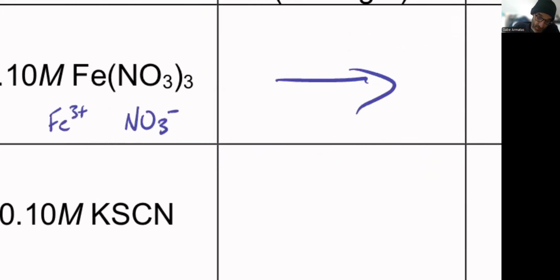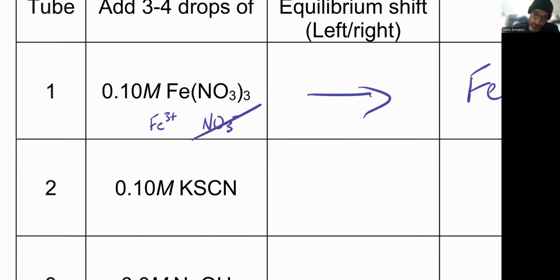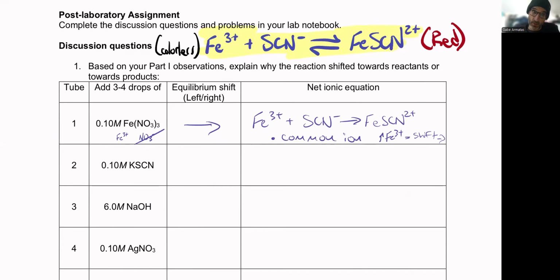So the next thing is nitrate. Well, it turns out nitrate is really boring. We can always ignore nitrate. If it ever forms anything, it forms a strong complex, like iron nitrate, and because it's strong, that will always dissociate again and essentially not affect the equilibrium. So there's the net ionic equation.